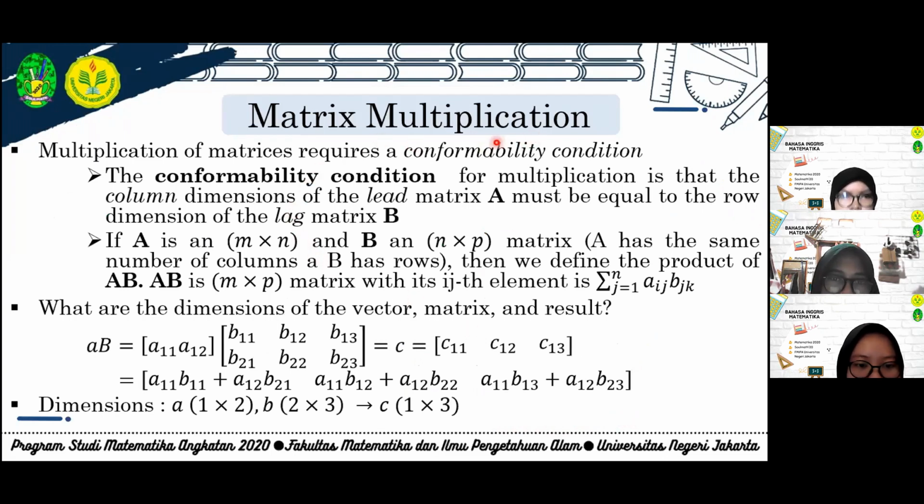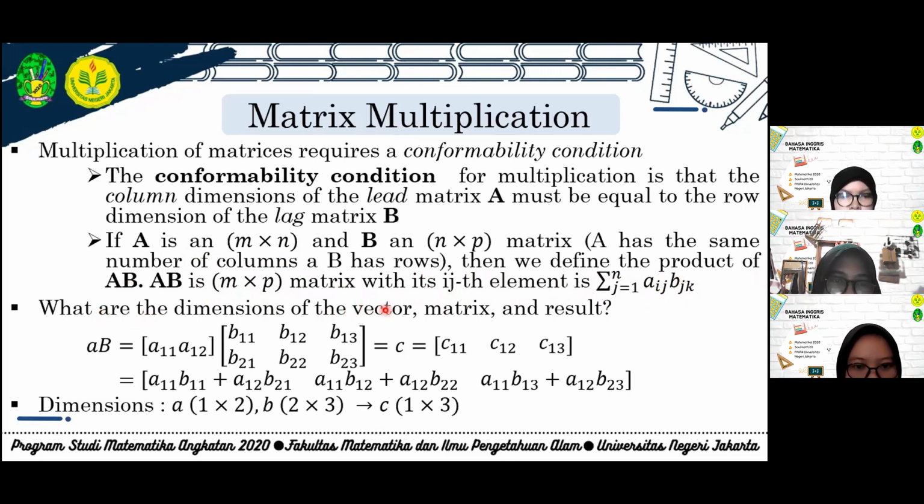Okay, matrix multiplication. Multiplication of matrices requires a conformability condition. The conformability condition for multiplication is that the column dimension of the lead matrix A must be equal to the row dimension of the lag matrix B. If A is an M by N and B an N by P matrix, A has the same number of columns as B has rows. Then we define the product AB. AB is an M by P matrix with its ijth element being the sum from k equals 1 to N of a_ik times b_kj.